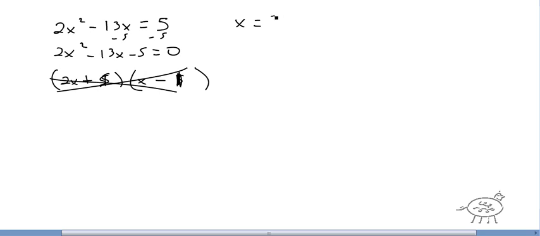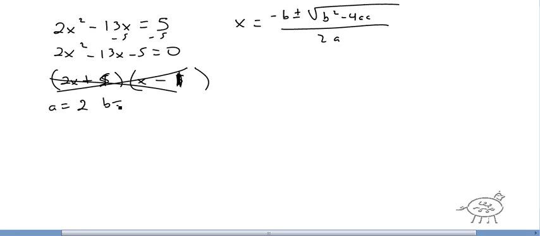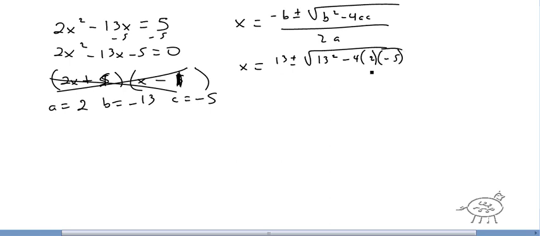x equals the opposite of b, plus or minus, just to remind you. You guys should remember, you should be seeing this in your sleep. Opposite of b plus or minus the square root of b squared minus 4 times a times c, over 2 times a. So, of course, in this case, a is 2, b is negative 13, and c is negative 5. So x equals 13 plus or minus the square root of 13 squared. It's really negative 13 squared, but we know it's going to turn out positive. So b squared minus 4 times 2 times negative 5, all over 2 times 2.